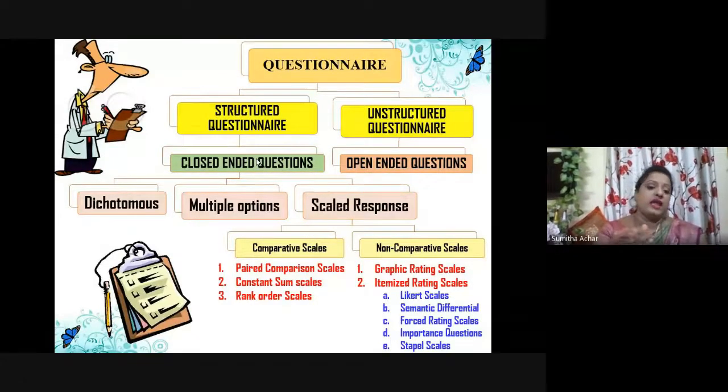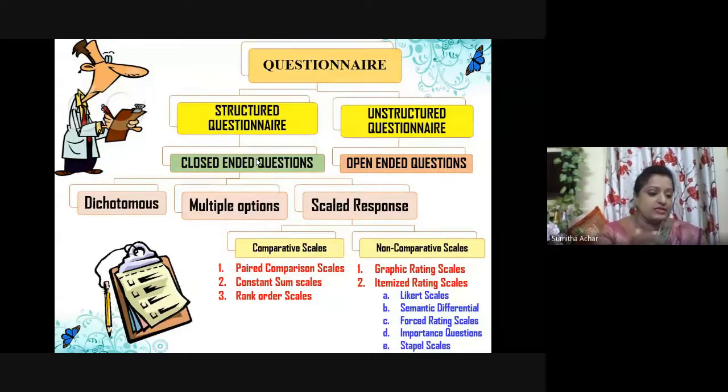Now that I have included closed-ended questions, they can be dichotomous, multiple option, or scaled response. Under dichotomous, you can have binary and the normal one. What is binary? Do you smoke? Yes or no. That is binary. Are you married?